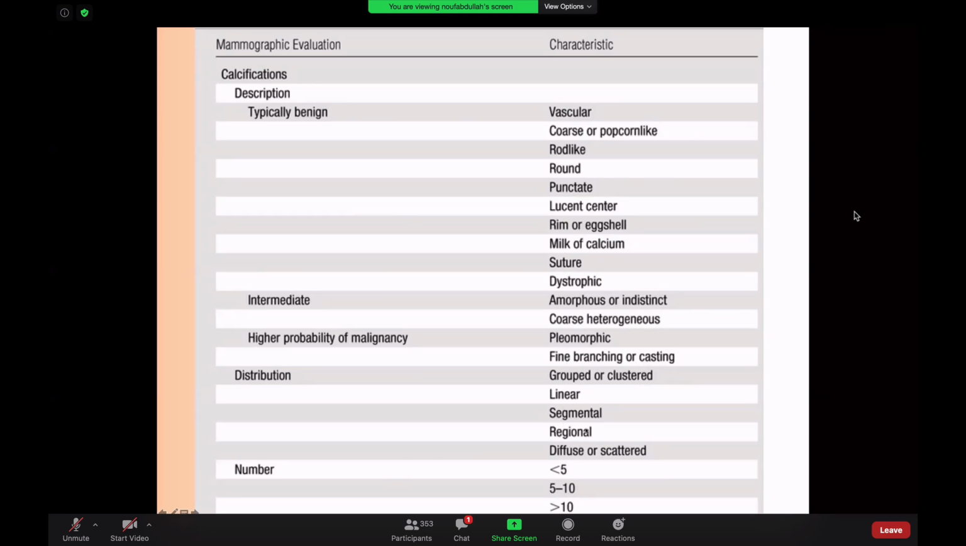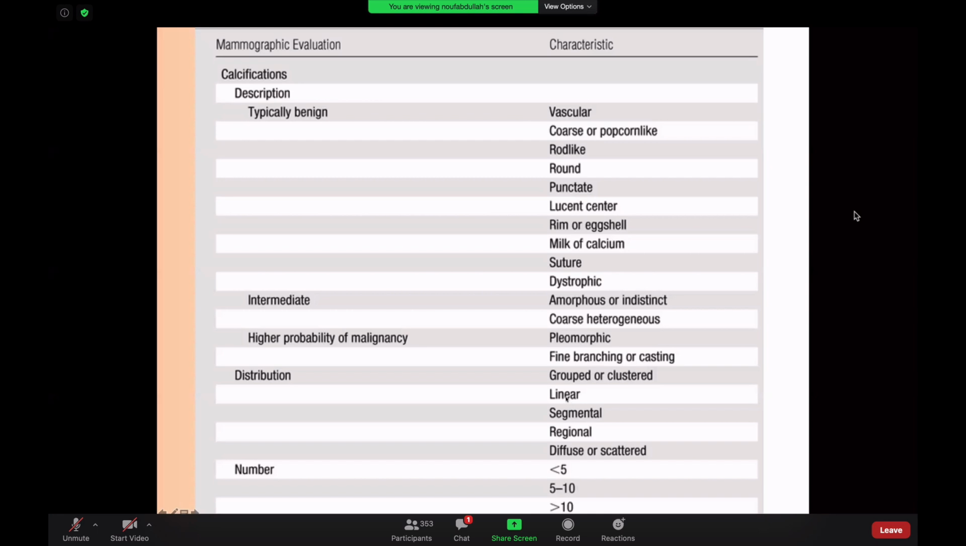Regional or diffuse, this depends on the distribution. So if I want to recap for you, there are typically benign microcalcifications. Once you know how they look, they are usually BI-RADS 2. Then intermediate or high probability of malignancy, these are the ones. And as I always say, guys, whenever you're looking at microcalcifications, we look at two things. We look at the morphology of the micro, and this is the morphology. And you look at the distribution of the micro, and this is the distribution.